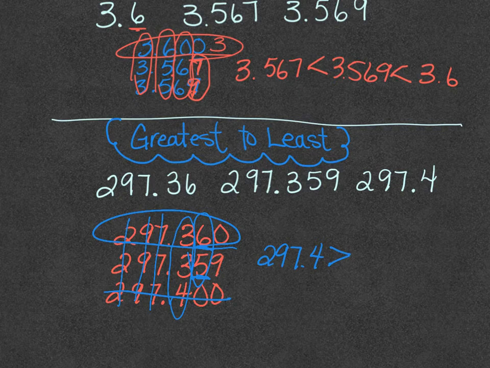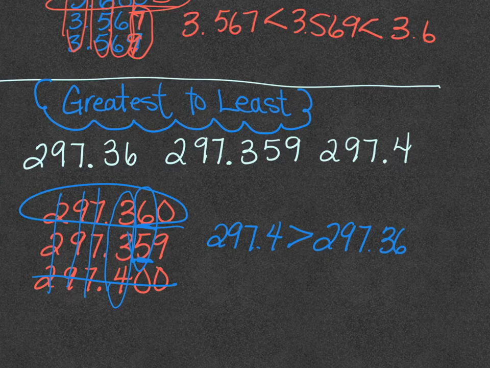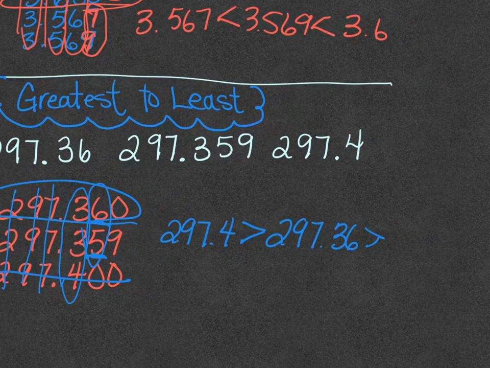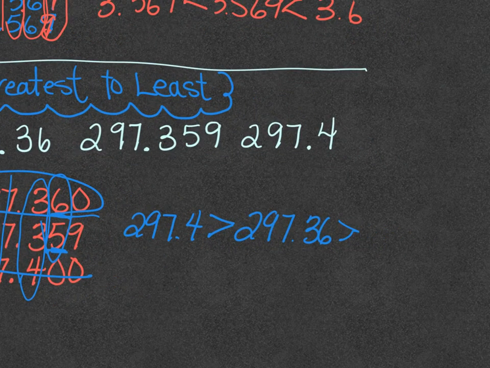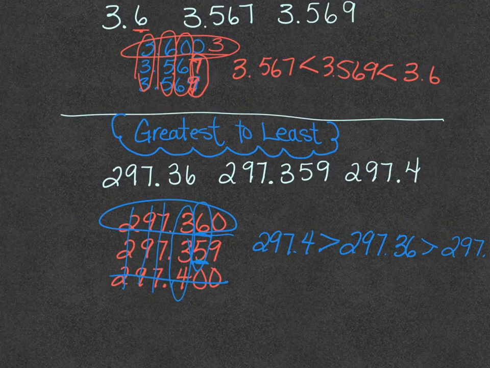So I'm going to go 297 and 36 hundredths is greater than 297 and 359 thousandths. Sorry about that. And finally, that means our least number is 297 and 359 thousandths.